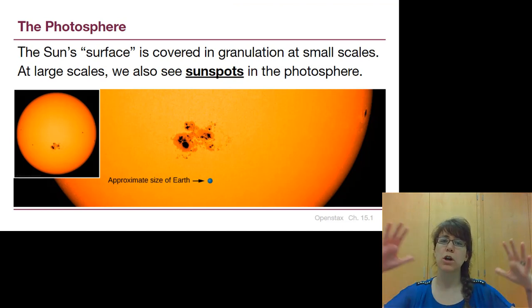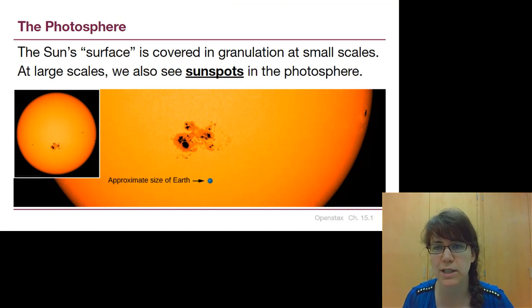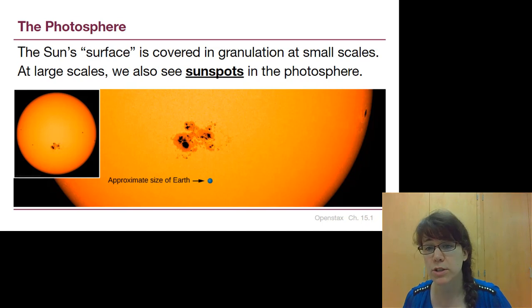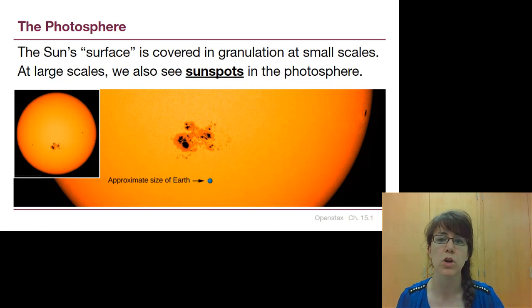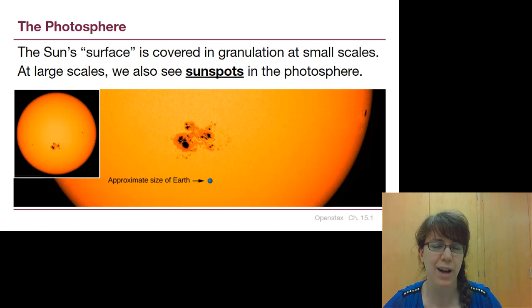Now, if we zoom out to larger scales, we no longer can see the granulation as well, but at large scales we also get to see sunspots, which are something that is really important to connect in our heads and in our notes with the photosphere. If we're talking about seeing sunspots, then we must be talking about looking at the photosphere, and that also means that we must be talking about looking in regular visible light at the ball of the sun. Again, it's not a surface, but it kind of acts like that. We cannot look any deeper than the photosphere.